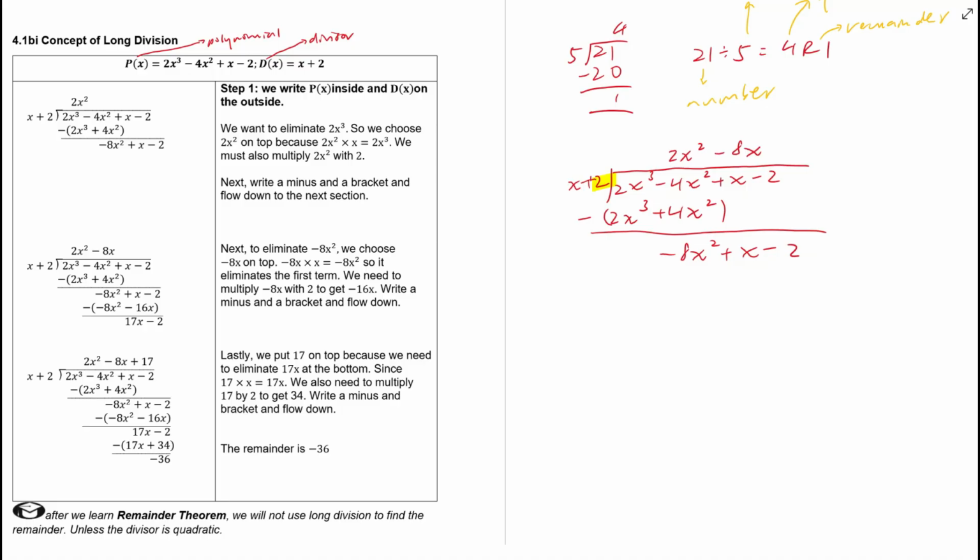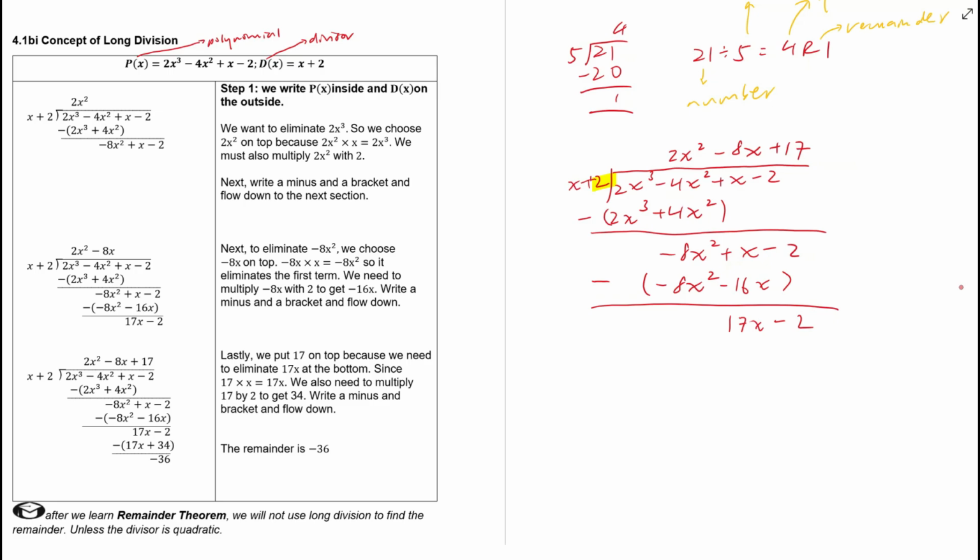Then you bring it back down. Minus 8x times x, minus 8x squared, minus 8x times 2, minus 16x. Not forgetting your negative sign and brackets. Your remainder, minus 8x squared plus 8x squared will be 0. x minus minus 16x will give you 17x. And then just bring down your minus 2 again. Now your last section. What times x will give you 17x? 17. So that's your final term in your quotient.